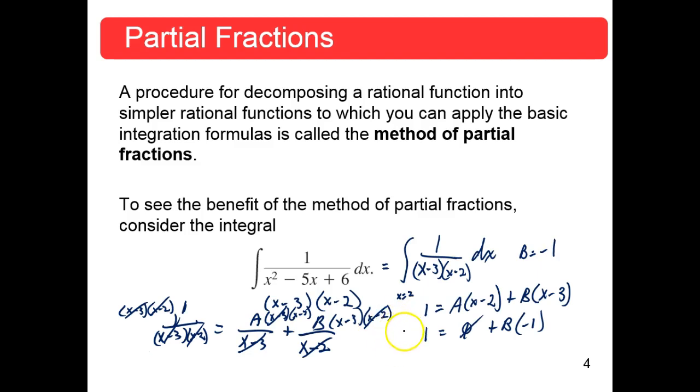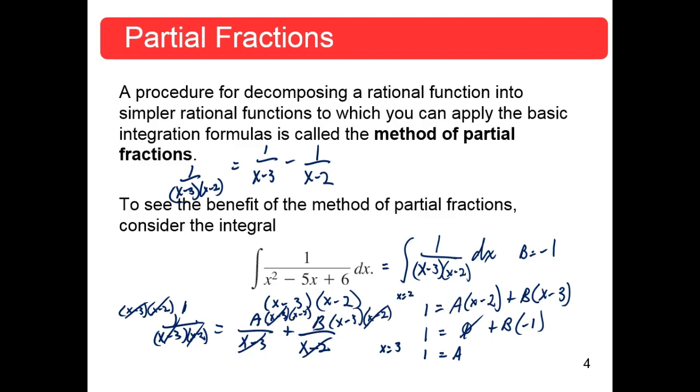Then, back to that original thing, let's just say, what if x is equal to 3? Well, now this goes to 0, and you have 1 is equal to A, because 3 minus 2 is 1, right? So A is equal to 1. So let's go back to our formulas, and then you would have 1 over x minus 3 minus 1 over x minus 2. And we're claiming that's equal to 1 over x minus 3 times x minus 2. Hey, what they said was true. That is exactly what that is.